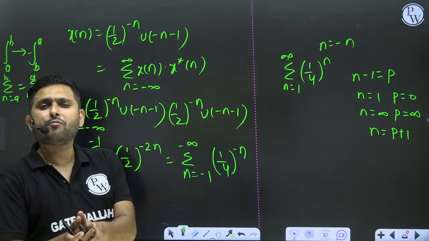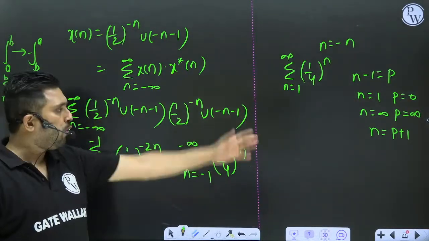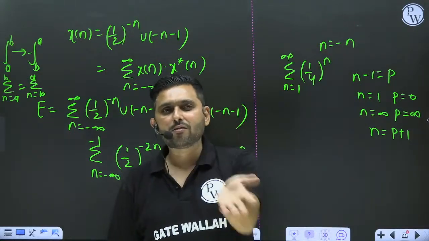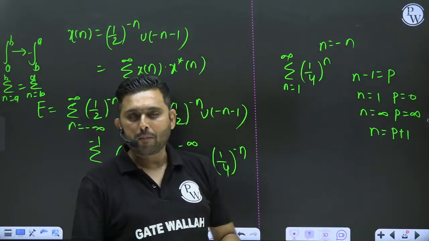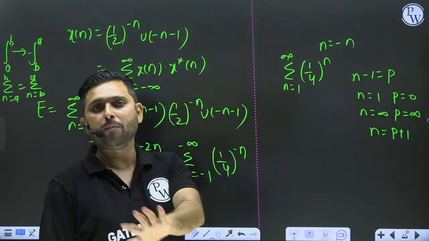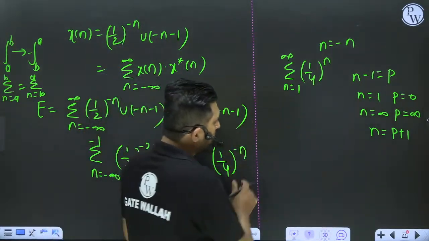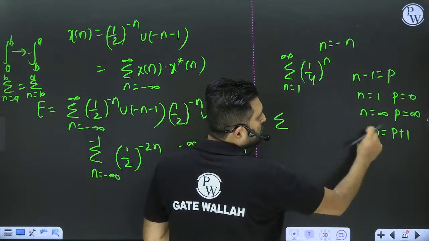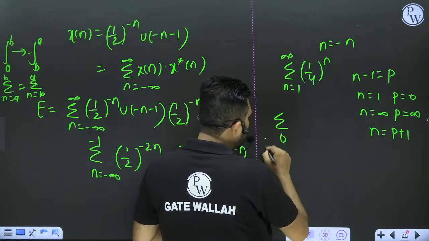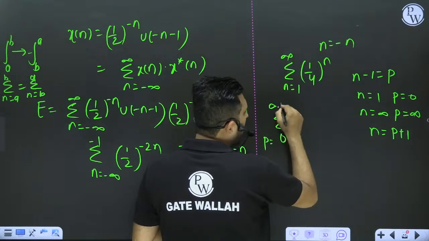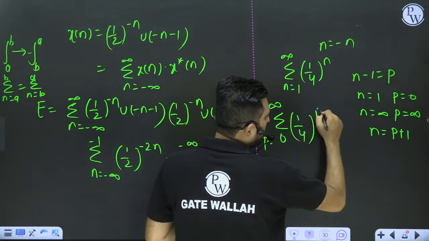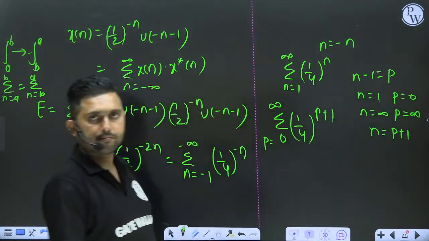I am solving this in a very layman form, though those who have a strong background in math will solve it within a fraction of a second. But I have to take care of each and every student, whatever their level. Is it clear? So just do it. Here the limit will be 0 to infinity, p is equal to, and hence 1 by 4 to the power n is equal to 1 by 4 to the power p plus 1.